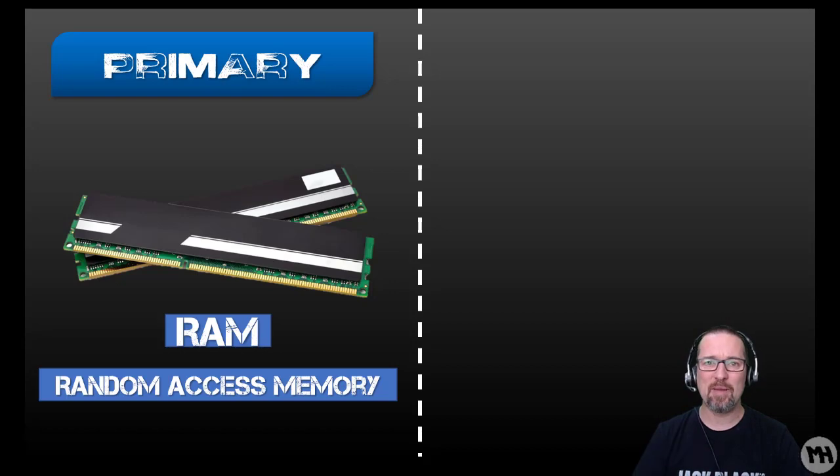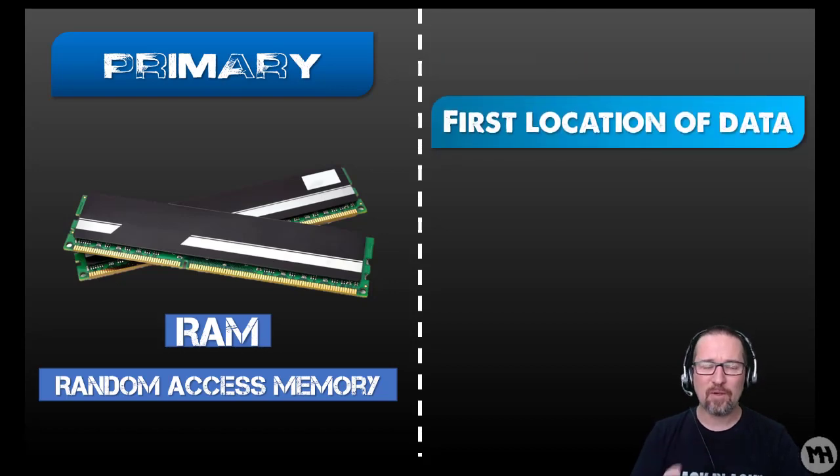Okay, first thing you need to know is this is the primary location of data. So when we start up our computer and the boot up process begins, the operating system is then loaded into RAM, random access memory. Then we log in and we start to open up files, open up applications, start to do our work. Everything is taking place in RAM at that moment.